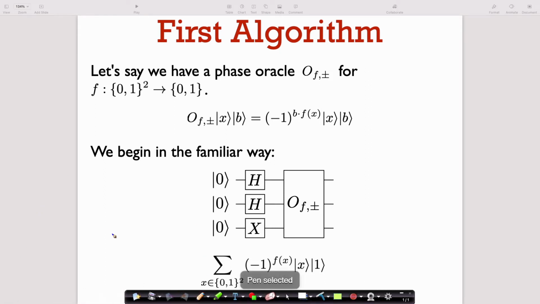maybe I'll write it here. That puts us in the state sum over all x, |x>|1>. I'll just omit the normalization here. So this first block of gates prepares this state, and then we apply the oracle, and that maps us to this state: a sum over all x, (-1)^f(x), |x>|1>. Okay, good. So now let's see what this is in the case of our different oracles.